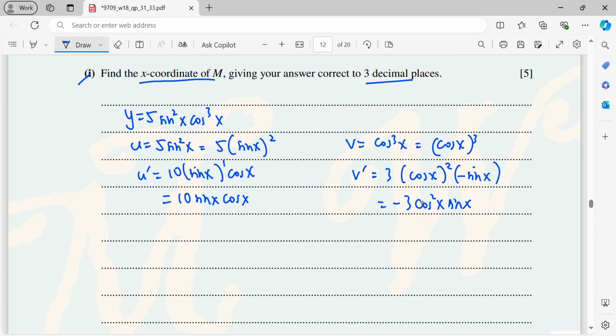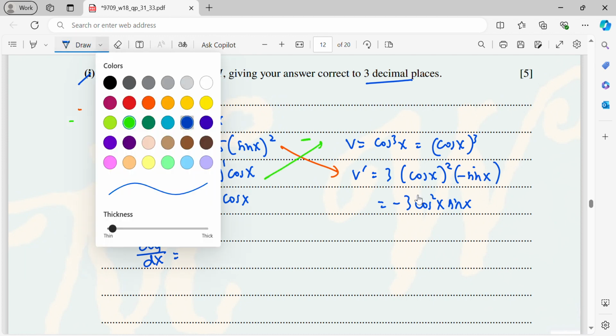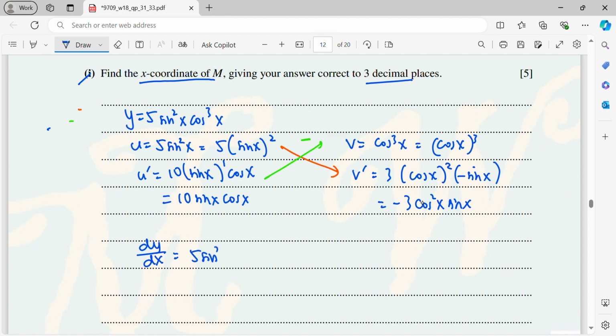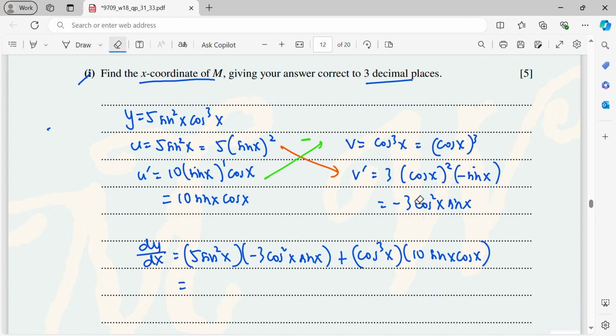Now, my dy/dx, that is the product rule, so uv' plus vu'. Here I will get 5 sin²x times minus 3 cos²x sin x plus cos³x multiplied with 10 sin x cos x. Now, at M, it is a maximum point. That means dy/dx goes to 0. But before that, I need to factorize a common term.